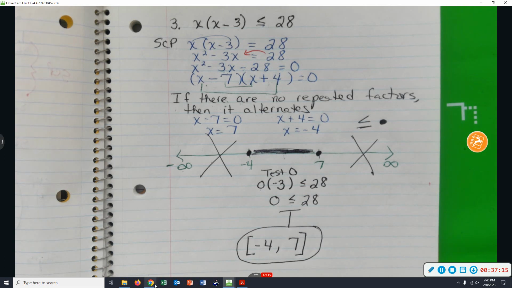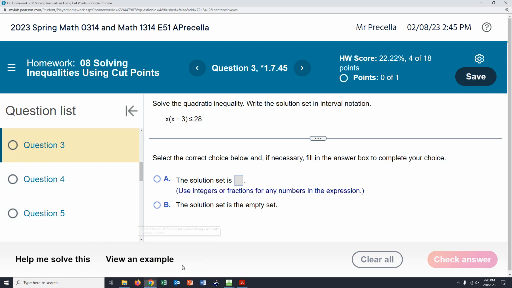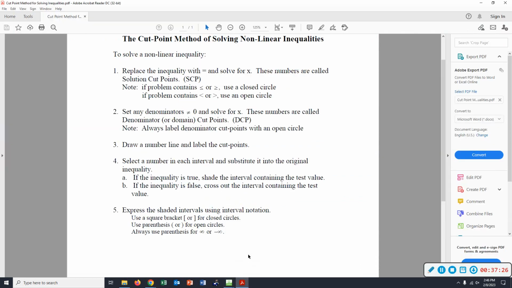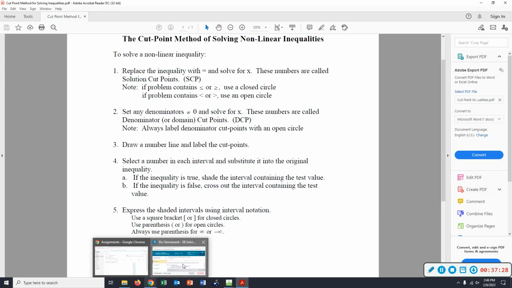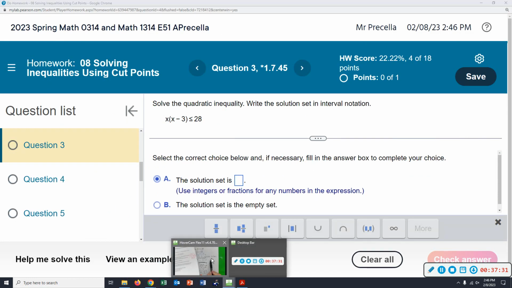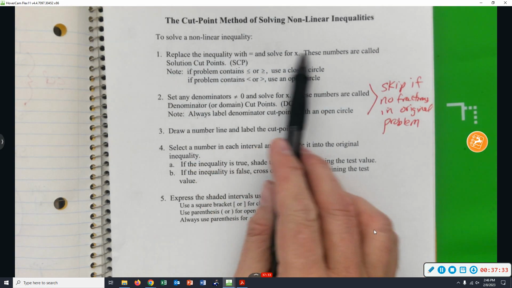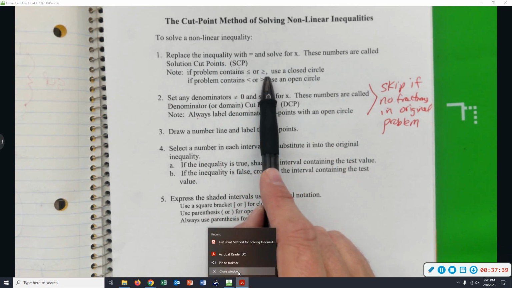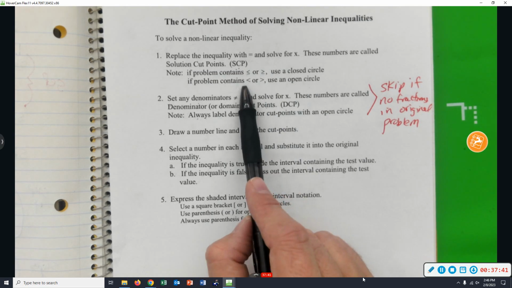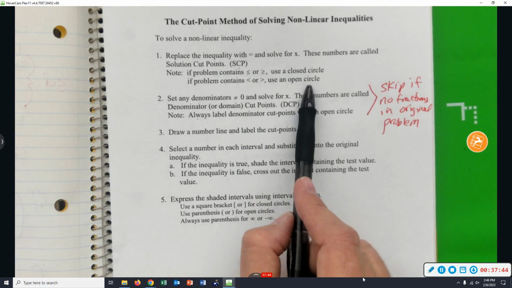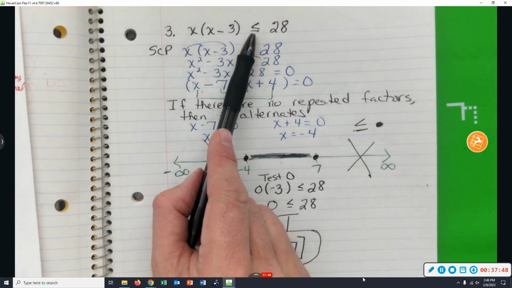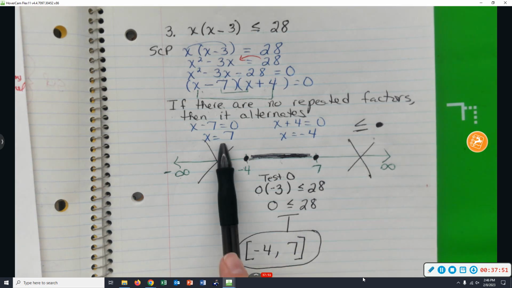So you only experiment with that end? Like if it's closed, you only... I'm still confused why those other ends were closed. Oh, these? Because of the equal sign. Step 1, when you find the solution cut points, if there's an equal sign on the symbol, use a closed circle. If there's not an equal sign on that symbol, use an open. So we look at the symbol. There's an equal sign. So there's closed circles at these numbers.